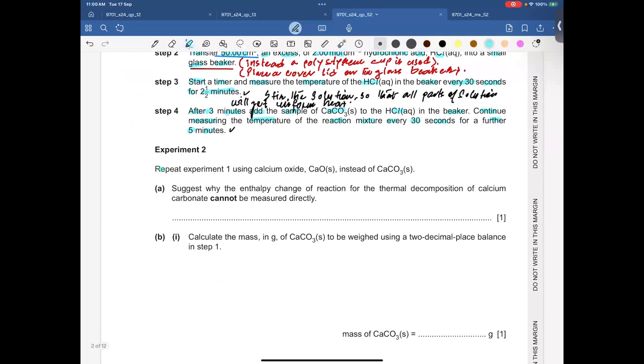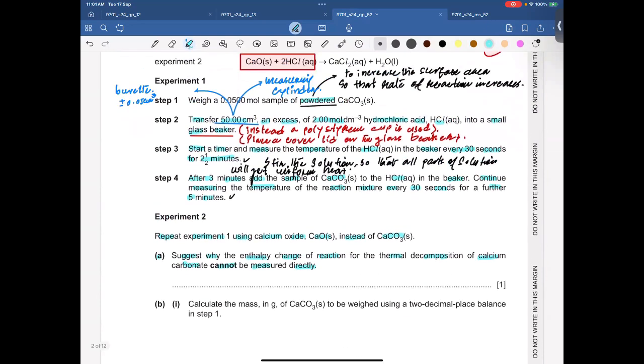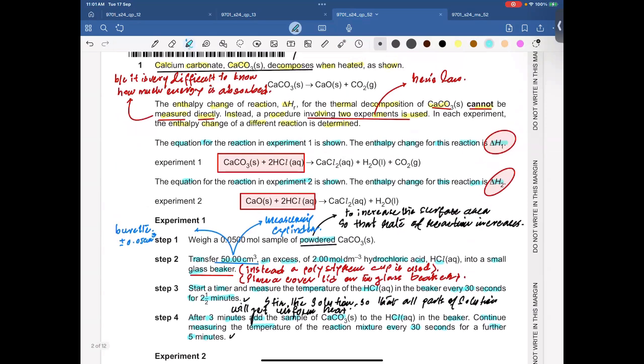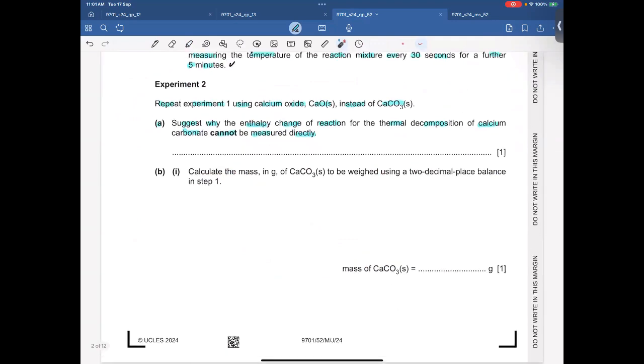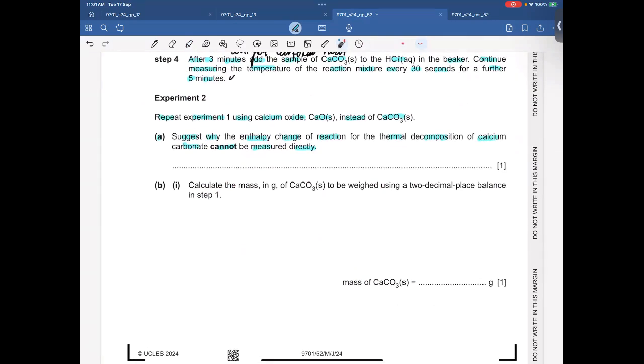Now in experiment 2, repeat experiment 1 using calcium oxide instead of calcium carbonate solid. Part A, suggest why the enthalpy change of reaction for the thermal decomposition of calcium carbonate cannot be measured directly. I've told you about this initially, because it is very difficult to know how much energy is absorbed, because for thermal decomposition, we require more temperature.